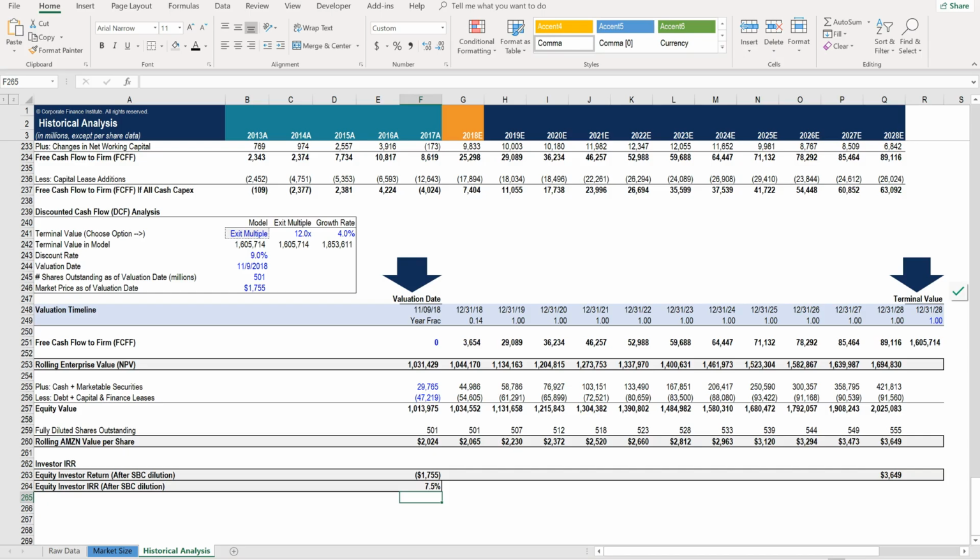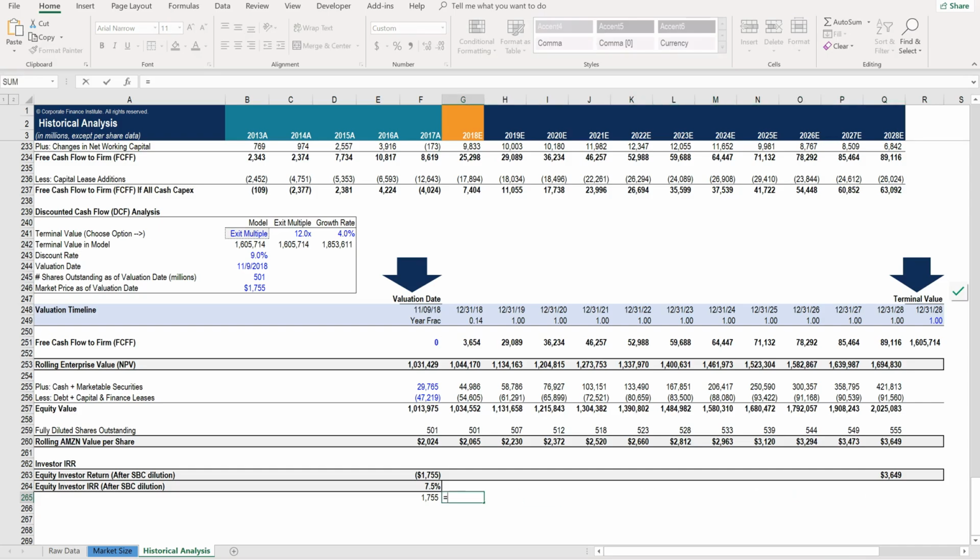Now, if you want to check the math on the internal rate of return and make sure you understand it properly, let's actually reverse engineer it here. Let's take this number as our initial investment, so that's our starting point, and let's see if we get a compound annual growth rate that gets us to 3,649 at the end of the period.